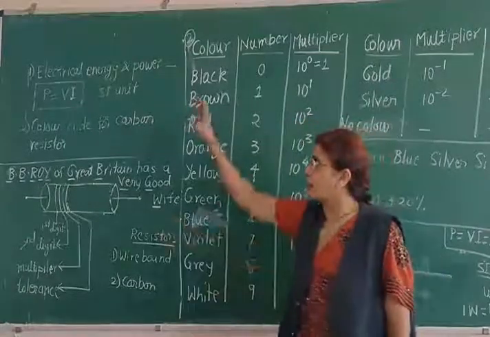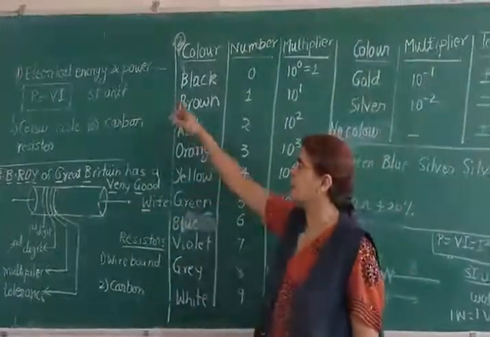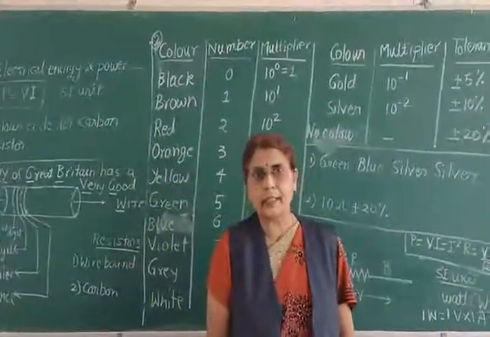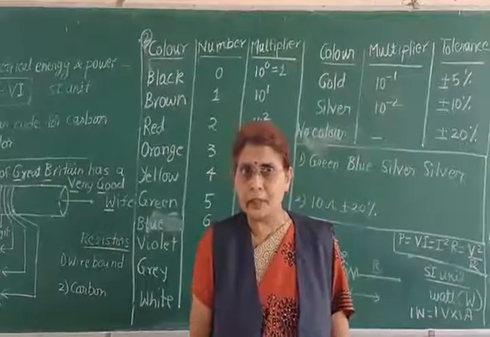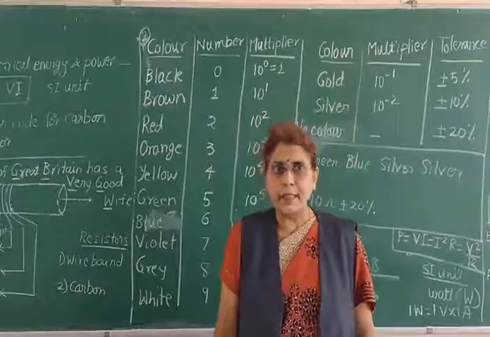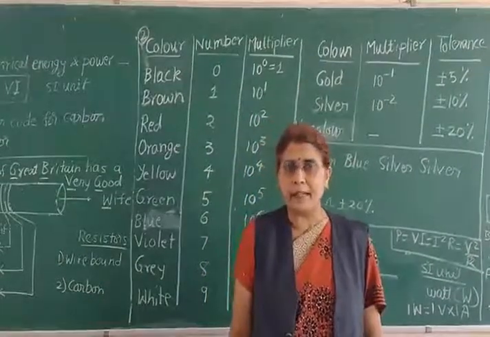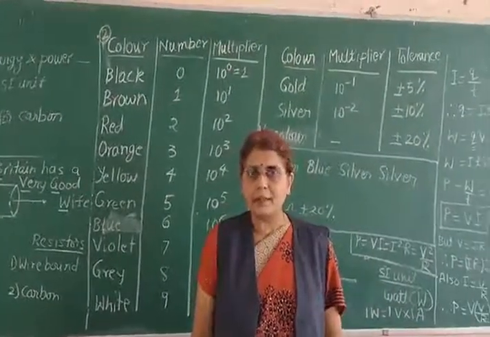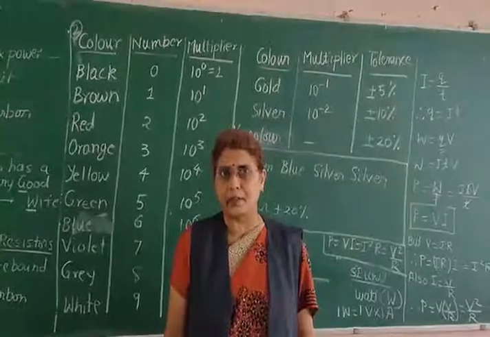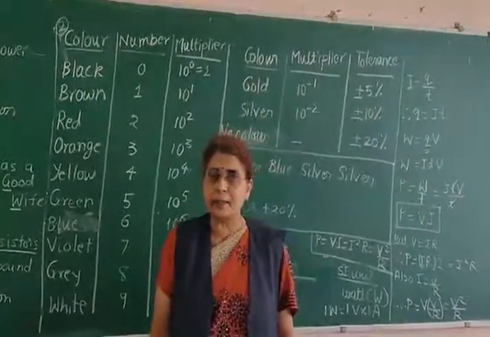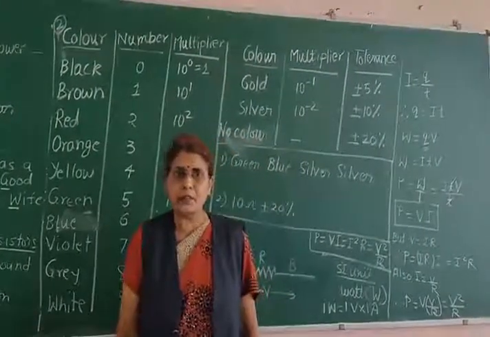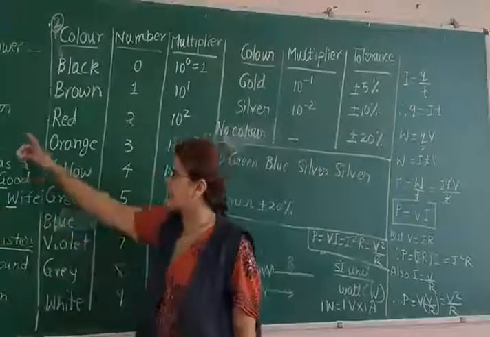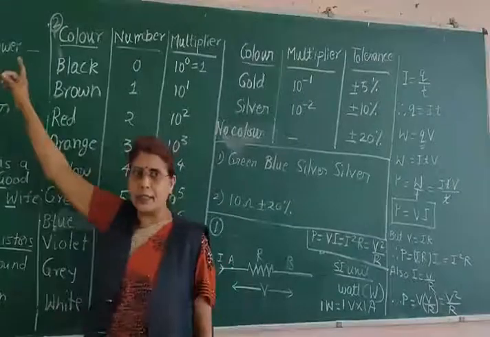Now let us come to the first point, that is electrical energy and power. Last year we studied what is work done, what is power. The same thing we are now applying for an electrical circuit. It was mechanical work and mechanical power. Now it is electrical energy and power. The definitions and the meaning are the same, but it is now used with respect to current electricity.